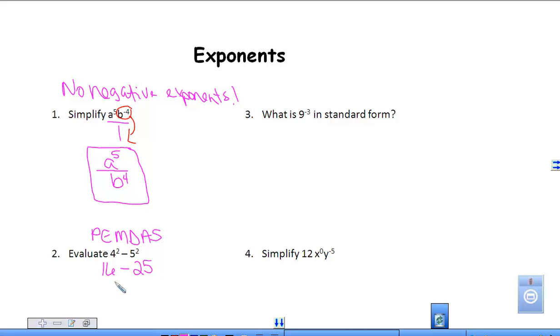Now we have numbers that we can subtract. 16 minus 25, we have different signs, so we are going to subtract our numbers and keep the sign of the larger number. So when we do that, we get negative 9.